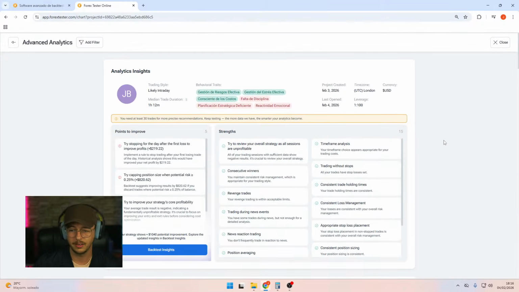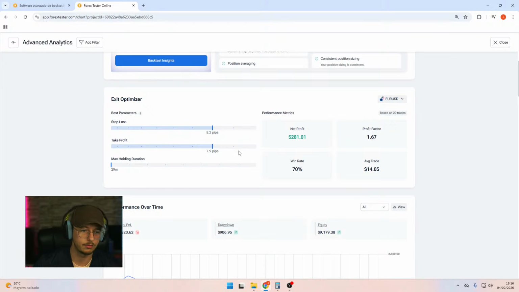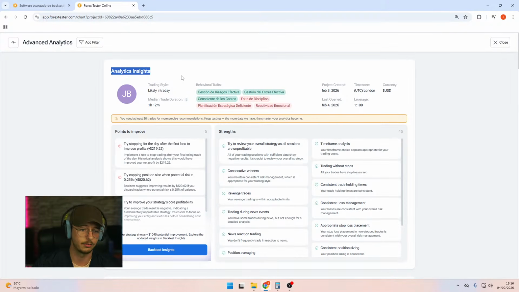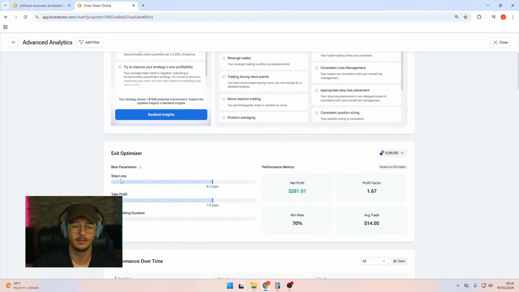So basically what I have done just to optimize this strategy, just using the exit optimizer without actually going through the analytics insights, is just changing the stop loss, the take profit and the max holding time. So if you just give me a minute, drink a bit of water, I'll explain a bit about the max holding duration.